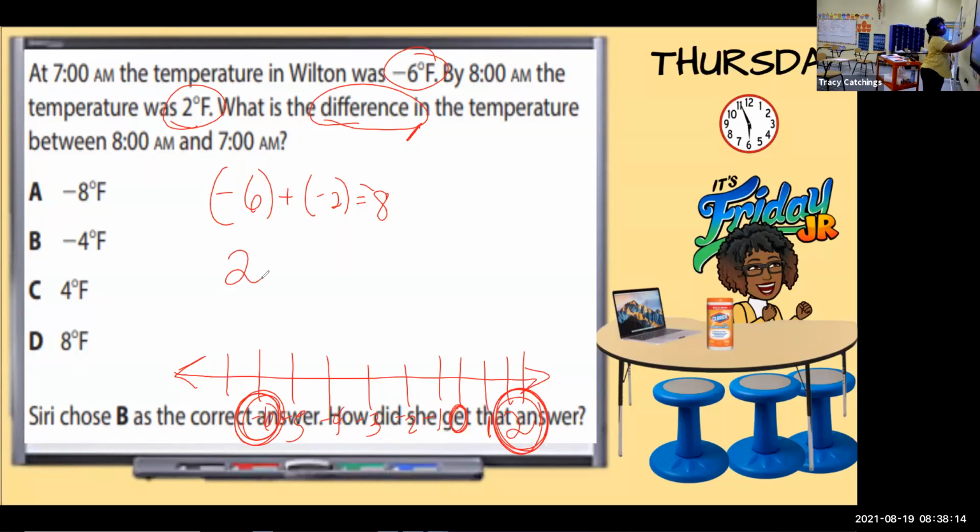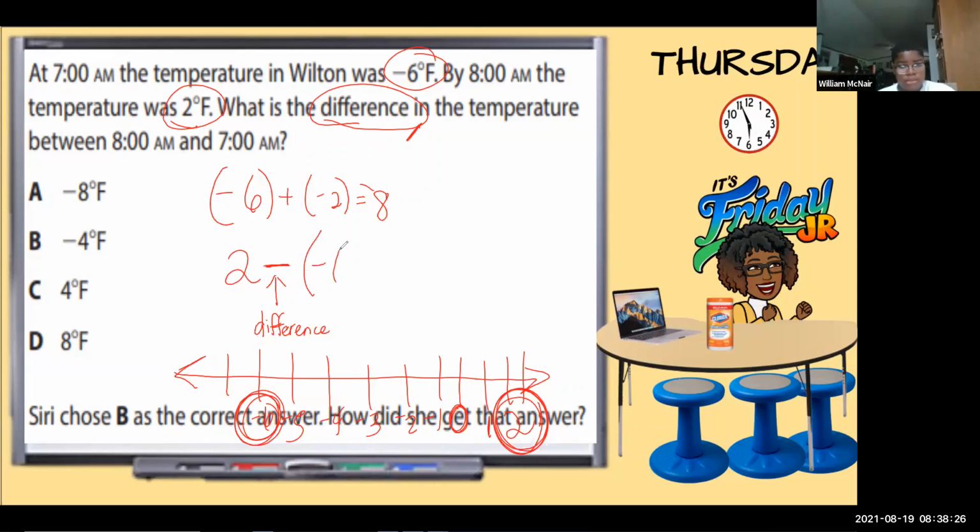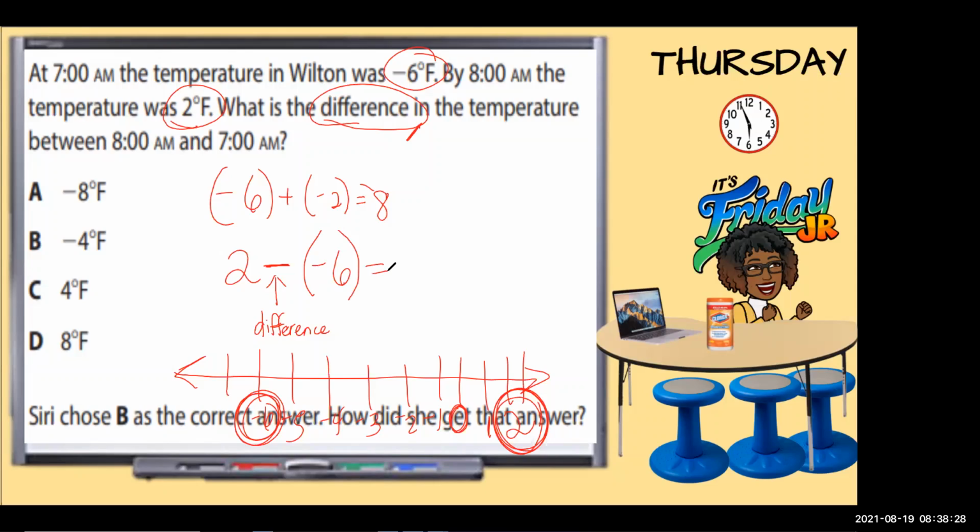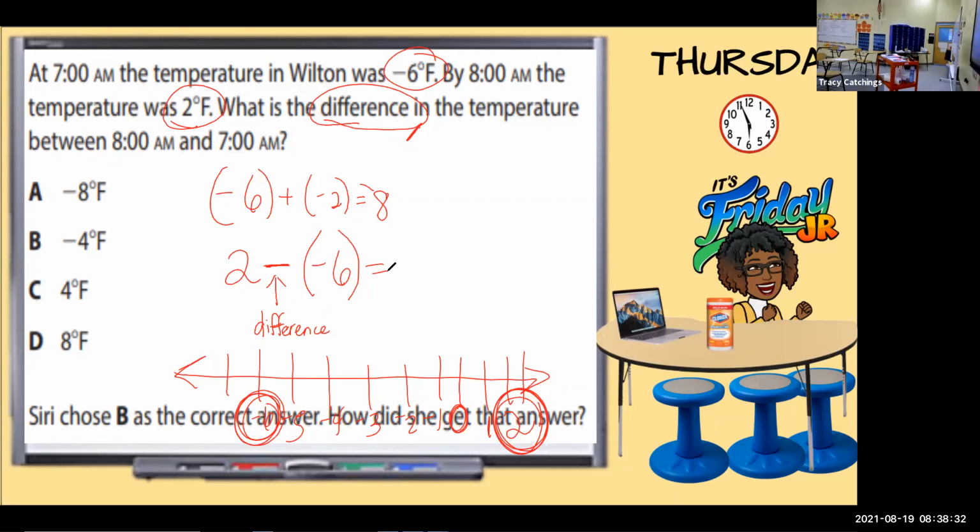So we would have 2 minus, for the word difference. They said difference, and then what is that second number? -6. So Brian, definitely watch and make sure when we subtract, you put that larger number in the front. So now we have 2 minus a -6.